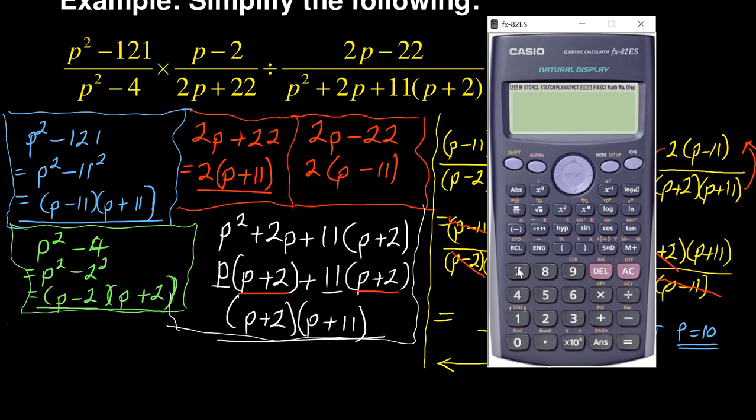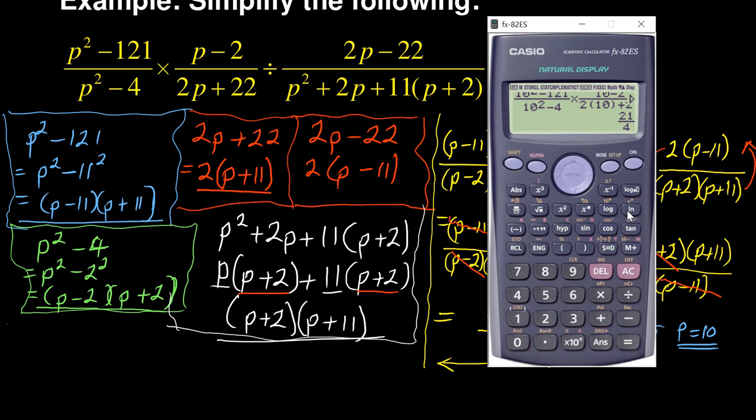So let us do that. I'm going to have the first one is P squared, which is 10 squared minus 121 over 10 squared minus 4 times, and then I also have 10 minus 2 over 2 into 10 plus 22, continue, divided by, and then 2 into 10 minus 22 over 10 squared plus 2 into 10 plus 11 into 10 plus 2. You need to be able to know how to substitute into that.